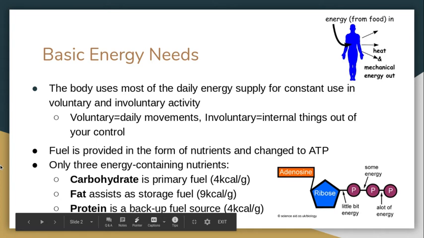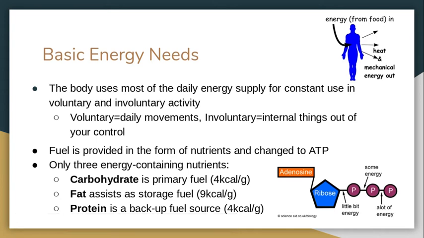So, what are your basic energy needs? Basically, when we eat foods, we use that energy in order to move our bodies, right? Or do stuff within our body. So, two types of movements. We have voluntary activity, which is basically your daily movement. So, you getting up out of bed, getting ready for the school day, moving around throughout your classes, all of those kinds of things would be your voluntary daily movements.